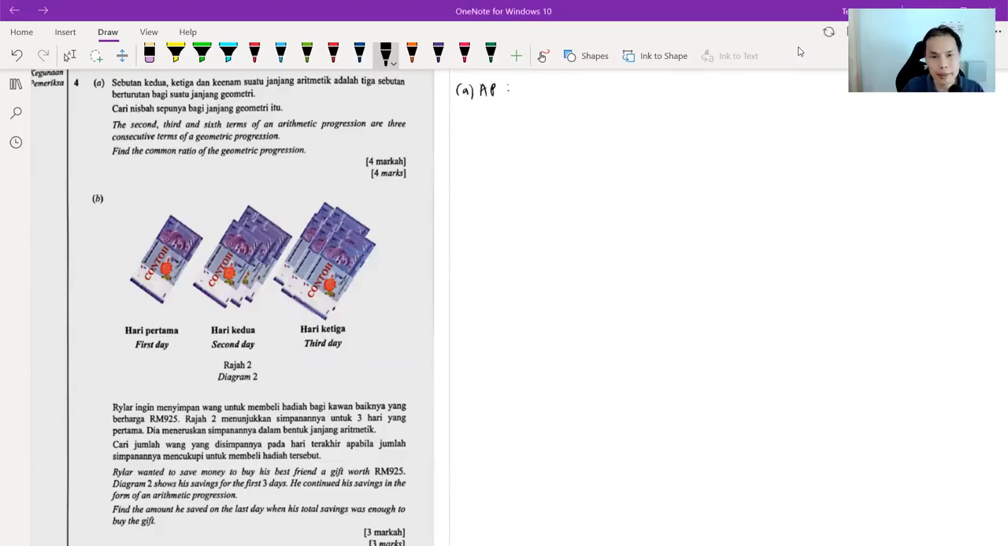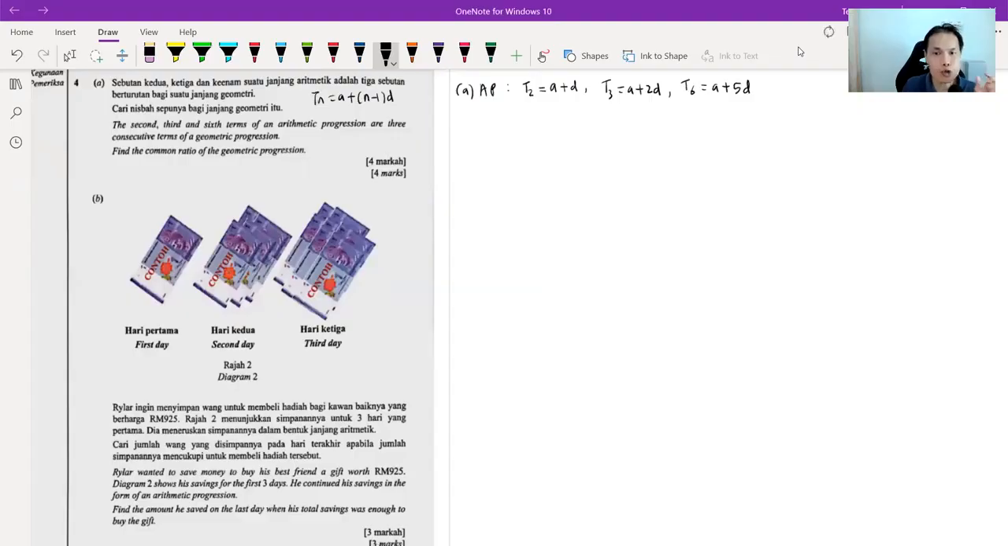Now, we know an arithmetic progression is given as a, the general form is Tn equals a plus n minus 1 d. Now, they say the second term means T2. You put a, your n is 2, 2 minus 1. So you get 1d. So your second term is a plus d. And then your third term, T3, is a plus, n is 3, 3 minus 1 is 2. So it's a plus 2d. And the sixth term is T6. T6 is a plus, n is 6, 6 minus 1, 5d.